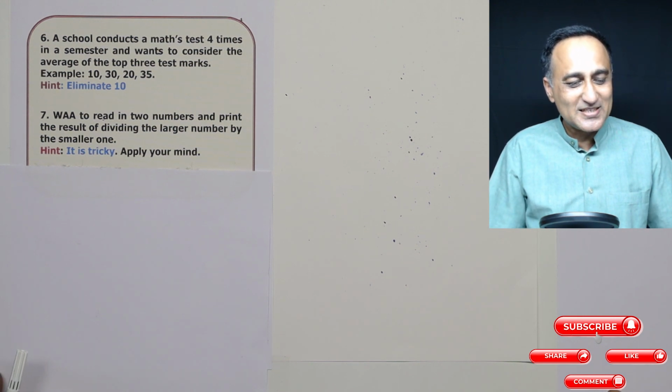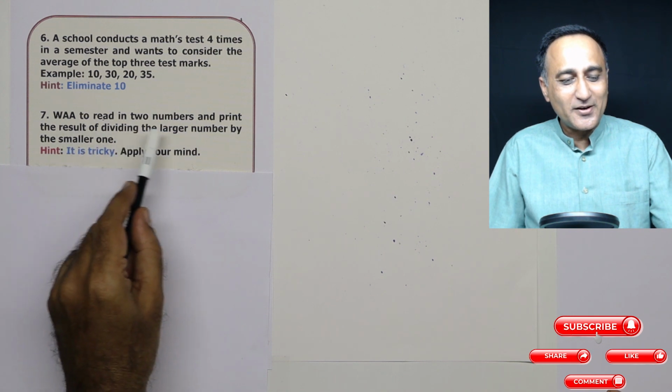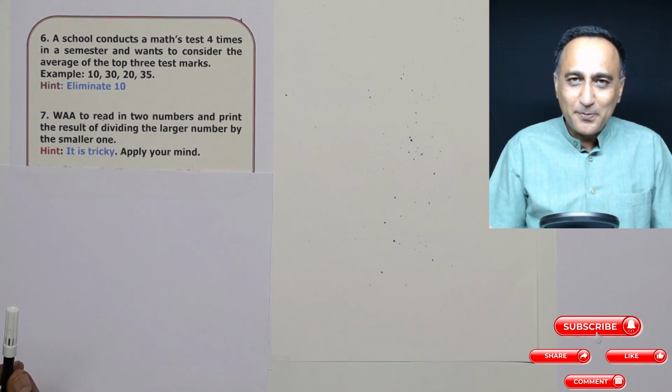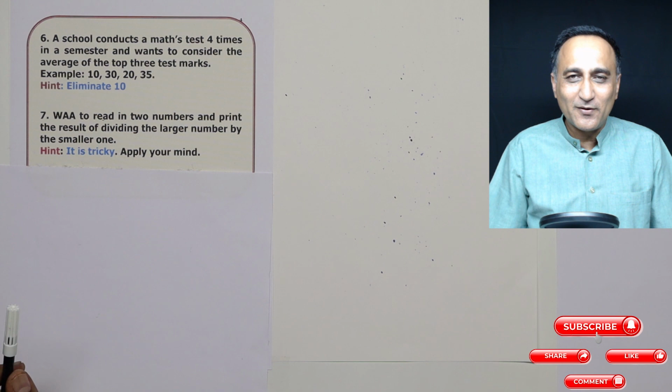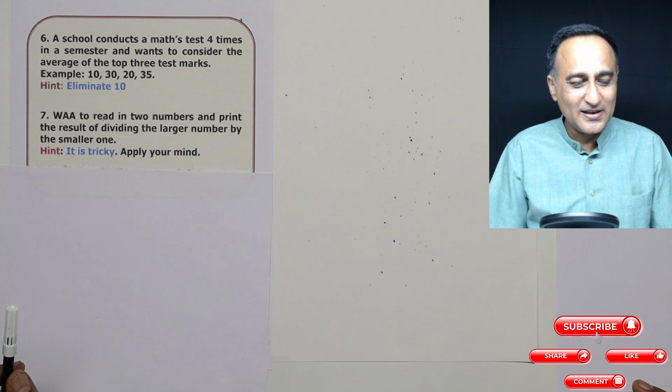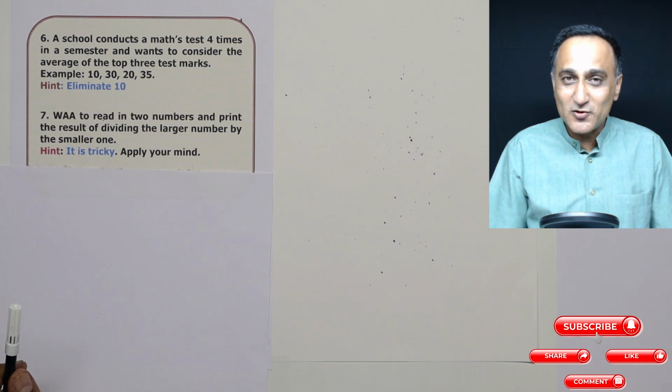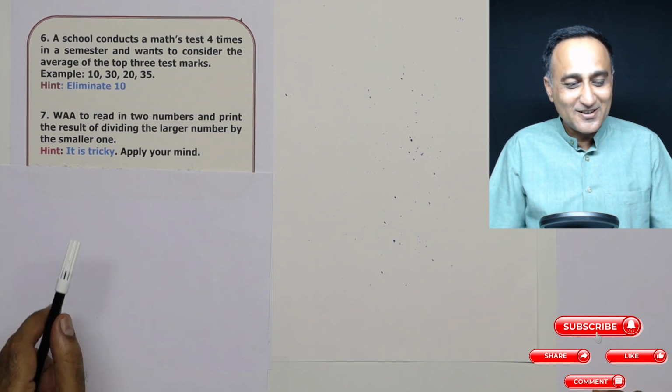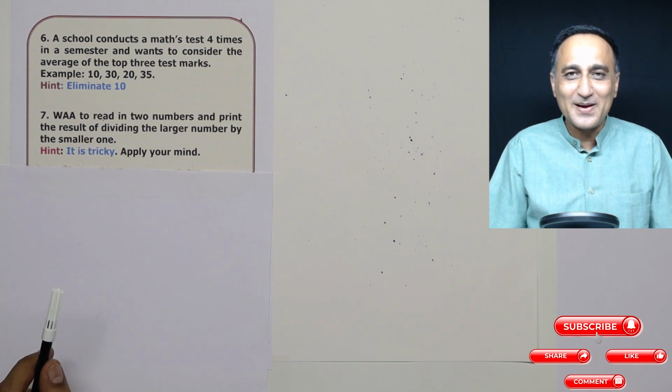So what it's asking you is to read two numbers and print the result of dividing the larger number by the smaller one. So suppose I read two numbers, 20 and 30. I'll divide 30 by 20, which is 1.5, and print the result. So far so good, but it's a bit trickier than this. Really apply your mind. I'll tell you why it's tricky.